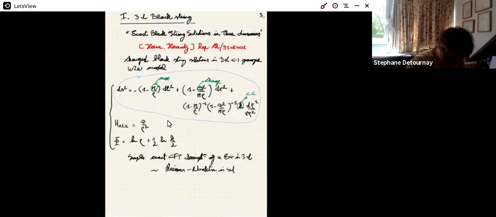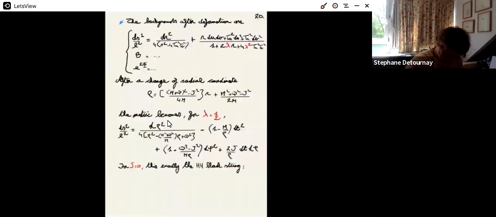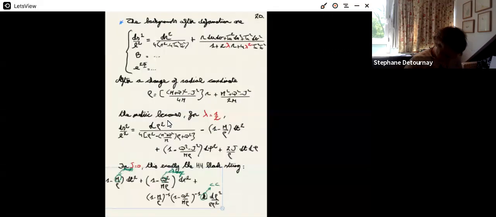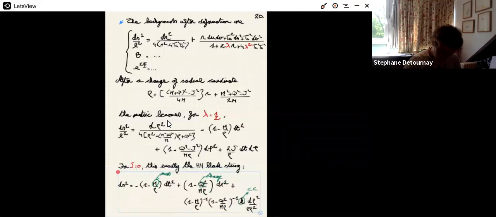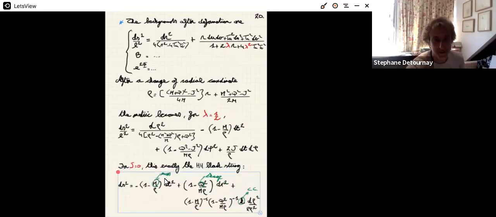And compare it to the metric that we just obtained. We actually observed that when j equals 0, this metric that we have has 3 parameters, j, m, and q. It corresponds to a rotating object. When j equals 0, this metric is exactly the Horne-Horowitz metric.